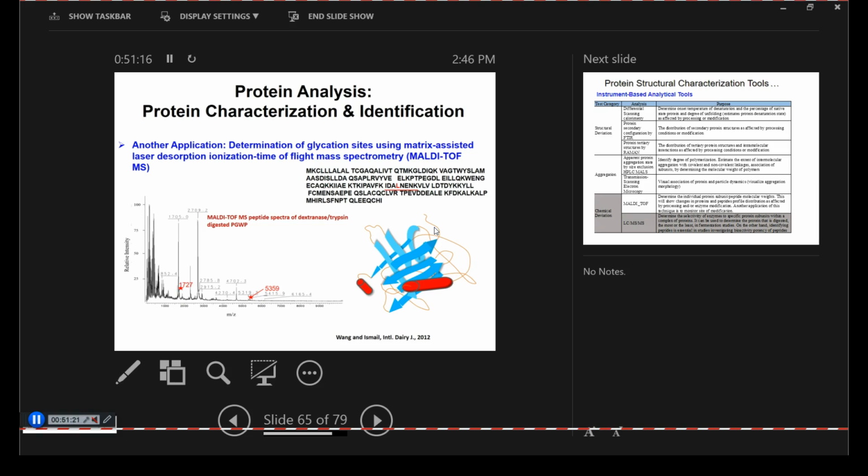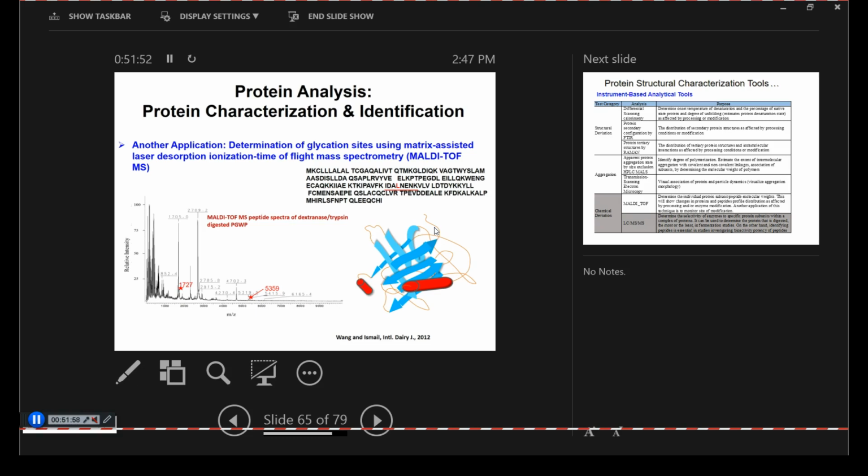So what we did, we took the sample, we glycated it with maltodextrin or dextran, and then we subjected the sample first to alpha amylase hydrolysis to break the dextran groups, otherwise it will be too big to fly in the time of flight. So we hydrolyzed the carbohydrate first, and then we subjected it to trypsin hydrolysis, and we ran it, and we found a couple of unique peptides.